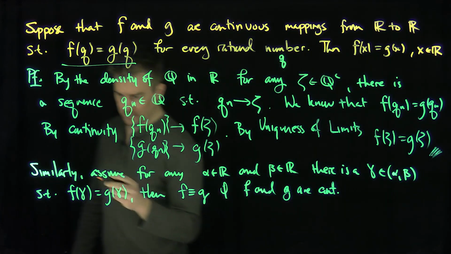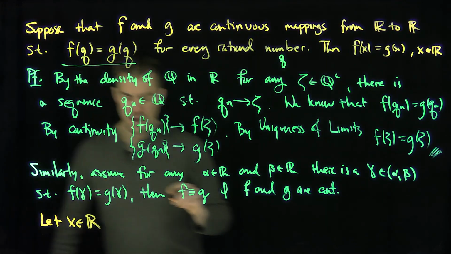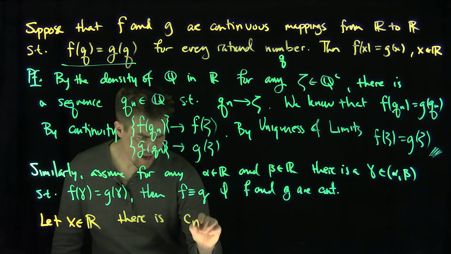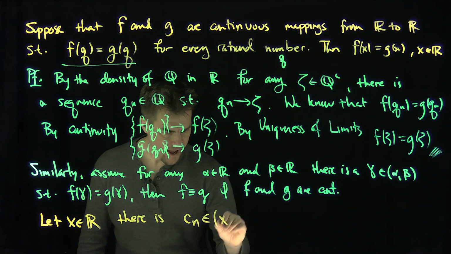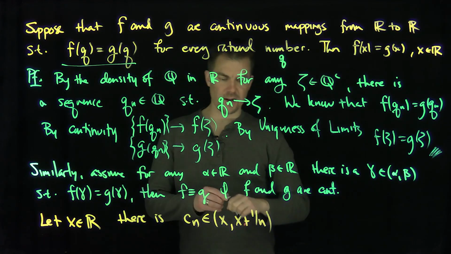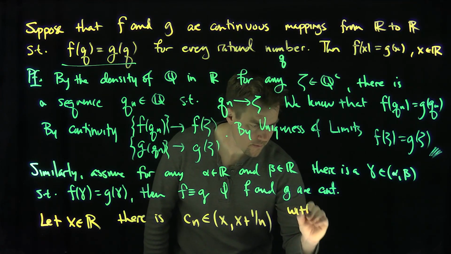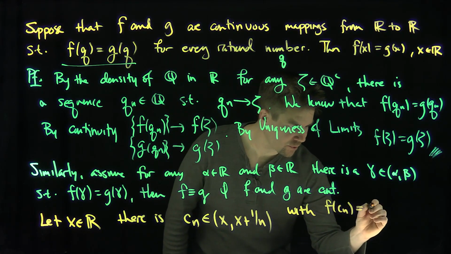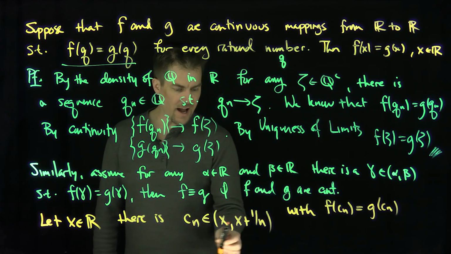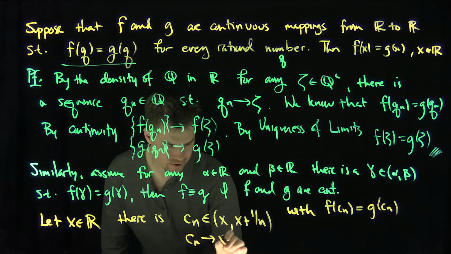Let x be in R. And then I know there is Cn in the interval x to x plus 1 over n. My two real numbers are now x and x plus 1 over n, such that f of Cn is equal to g of Cn. But now, clearly this sequence of points Cn converges to x by the squeeze theorem, right? So Cn converges to x.